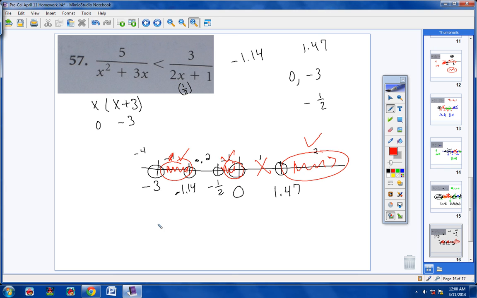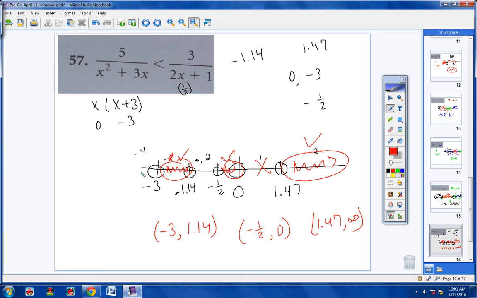So one answer, notice all of my points are open. One answer would be negative 3 to negative 1.14 exclusive. And then another region that works would be right here from negative 1/2 to 0. And then the last section that works would be from 1.47 to infinity.